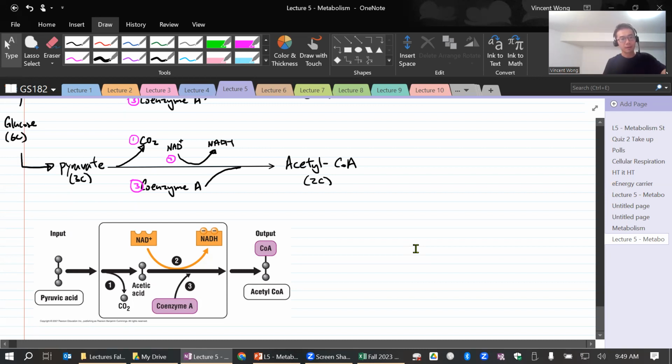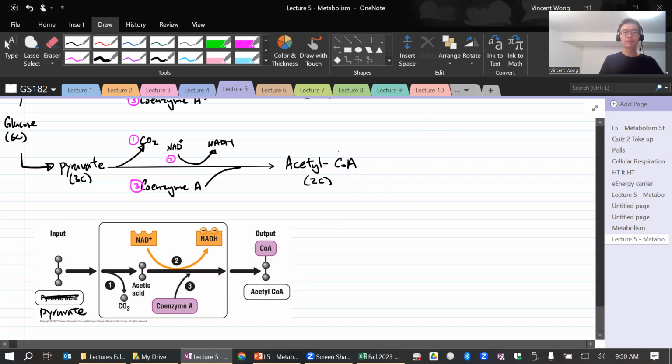There is your pyruvic acid, pyruvate. Same thing. Okay. Never mind the acetic acid here. Step 1, step 2, step 3. Done.